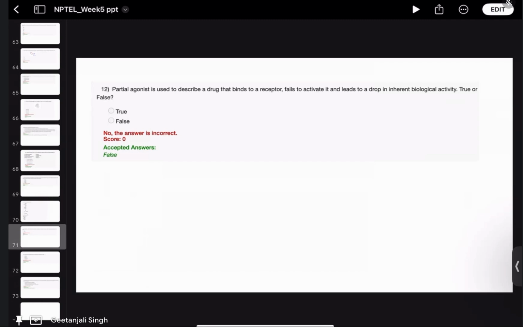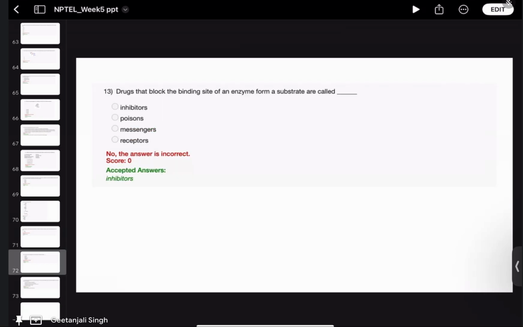The next question was, partial agonist is used to describe a drug that binds to a receptor, fails to activate it, and leads to a drop in inherent biological activity. True or false? That's false, because a partial agonist actually binds to it and activates it, but not to the extent that a natural ligand would. So this statement stands false.